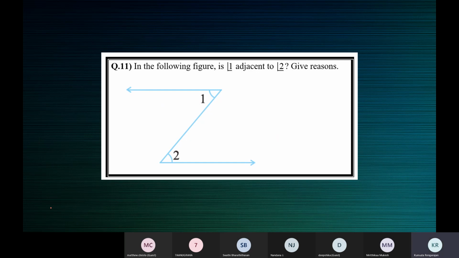What's the reason? Are angles 1 and 2 adjacent? No, ma'am, because they don't have a common vertex, ma'am. And the non-common arms are not on either side of the common arm, ma'am. No, they don't have a common vertex.